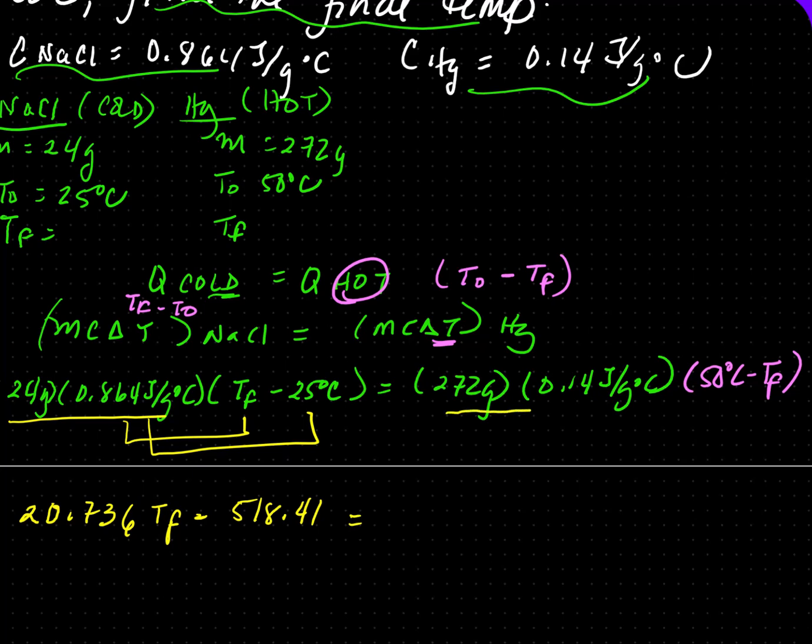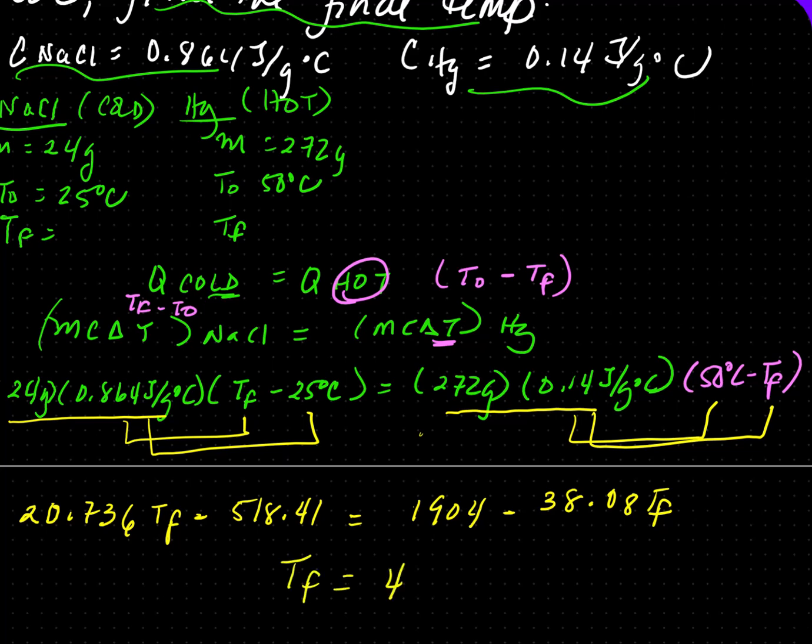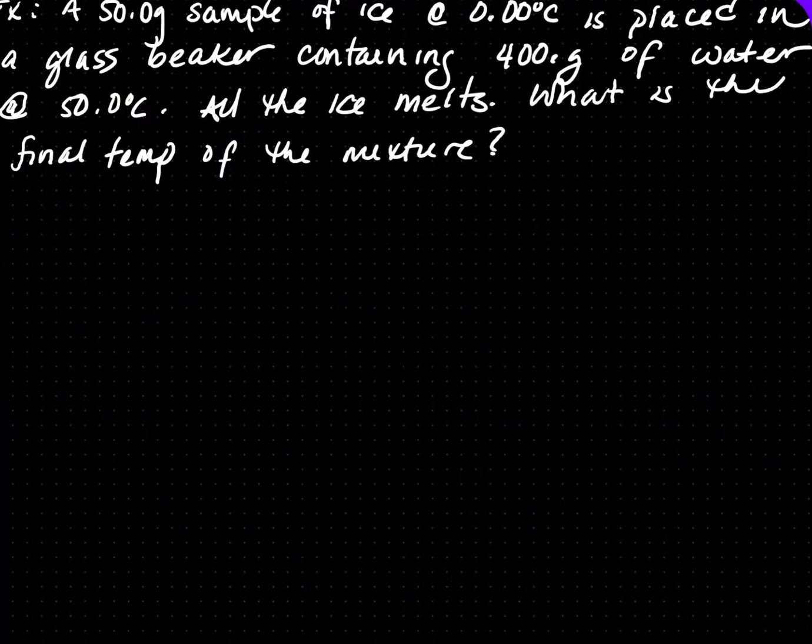I'm going to do the same thing on the opposite side. I'm going to multiply 272 times 0.14 and then distribute it to the 50 and the T final. This is going to equal 1,904 minus 38.08 T final. Now I'm going to move all the TFs to one side and the rest to the opposite side. And if you do your math correctly, you get T final of approximately 41.18 degrees Celsius. Pause the video, try this problem on your own, and then check your answer.